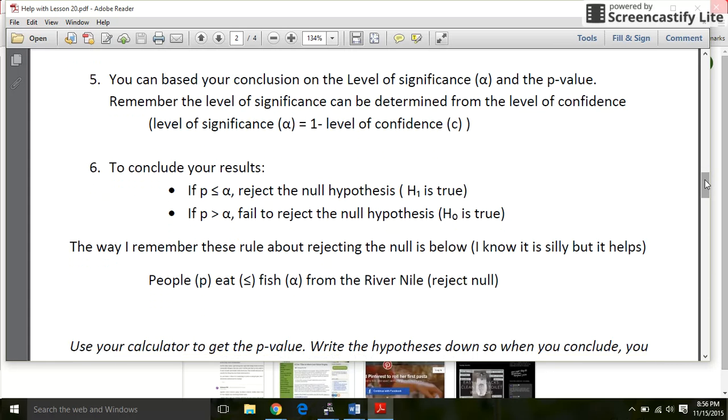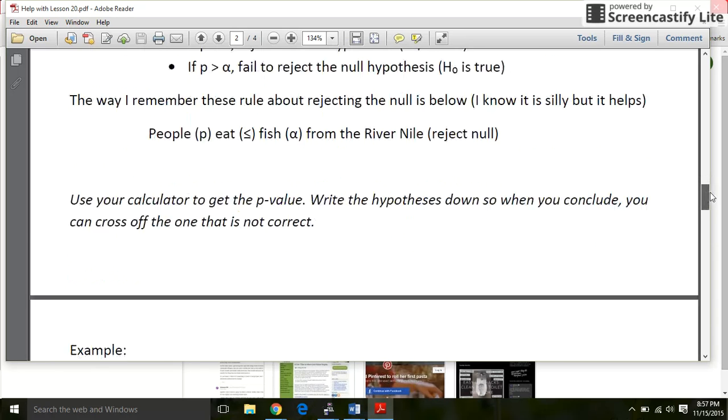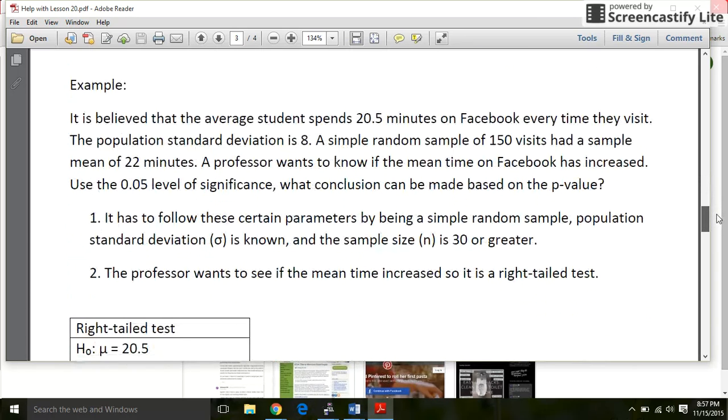I know it sounds silly, but if I know the rule to reject my null, then I can base everything else on that. Okay? All right, so let's do this one together.